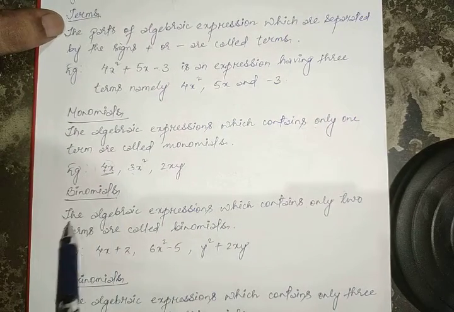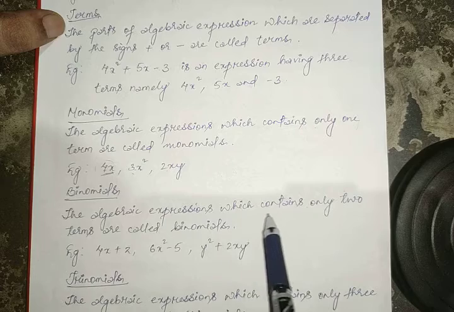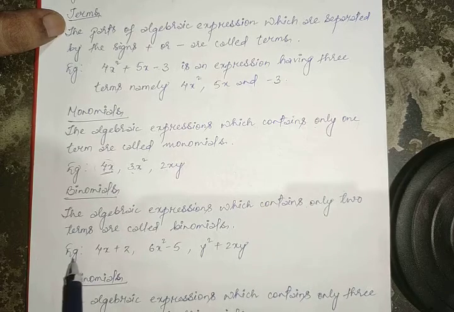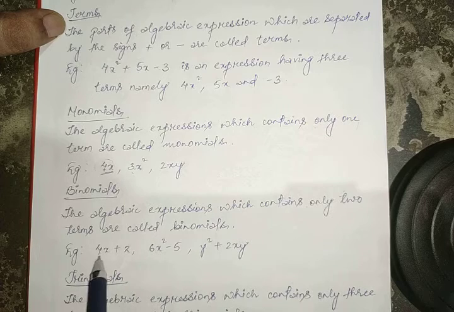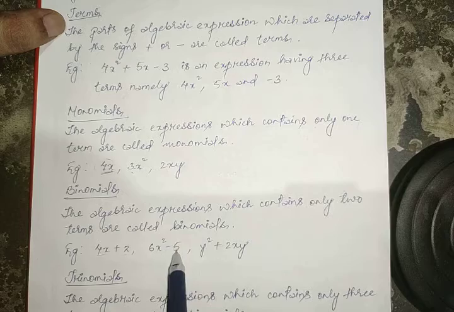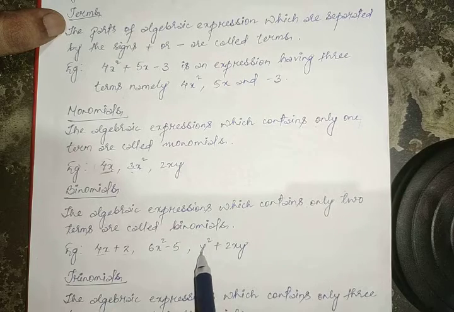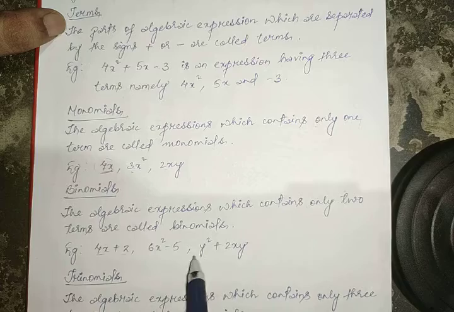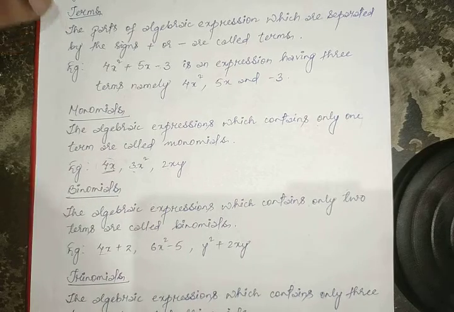Next is binomials. The algebraic expressions which contain only two terms are called binomials. You can see the example 4x + 2. Here we have two terms, 1, 2. Next one, 6x square - 5. Here also we have two terms. Then y square + 2xy. So if the algebraic expression has two terms, then it is called a binomial.